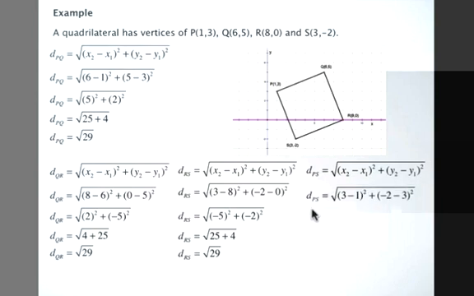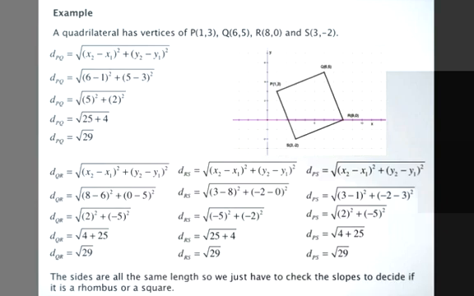Finally, for side PS, 3 minus 1 plus negative 2 minus 3. We subtract 2 squared plus negative 5 squared, root of 4 plus 25. So again, that's the root of 29. So the sides are all the same length, so we need to check the slopes to decide if it's a square or a rhombus.